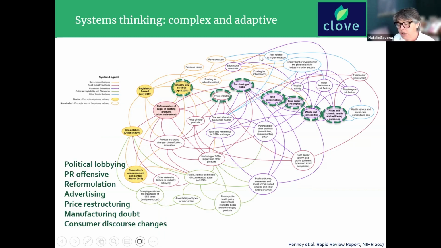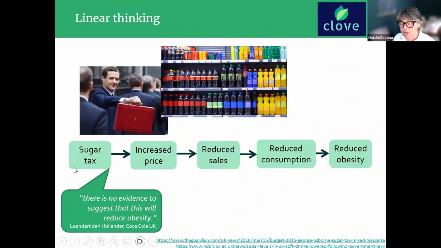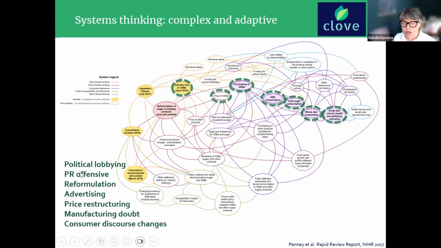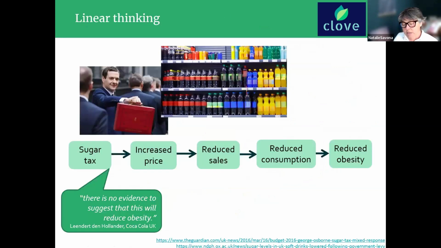And what you can see immediately is there's a whole load of other stuff going on that is going to get in the way of this linearity. And from a commercial point of view, that's a lot of lobbying, a lot of PR work, immediately companies lowering the sugar content so that when they've reformulated, they don't have a tax slapped on them. They'll advertise, there's loads of stuff going on that makes this very, very weak as an argument.